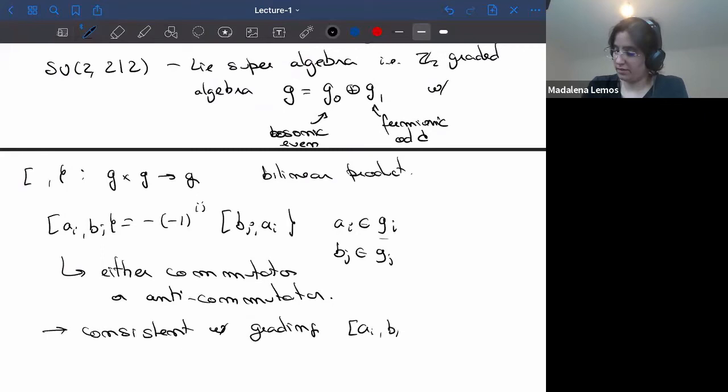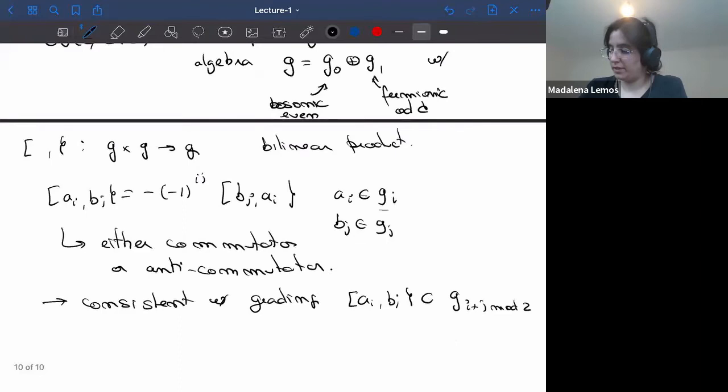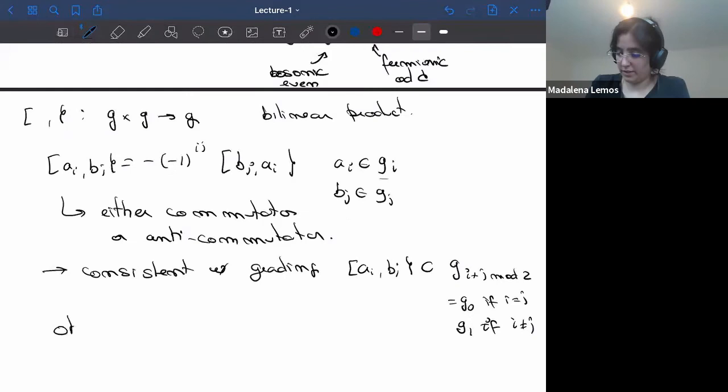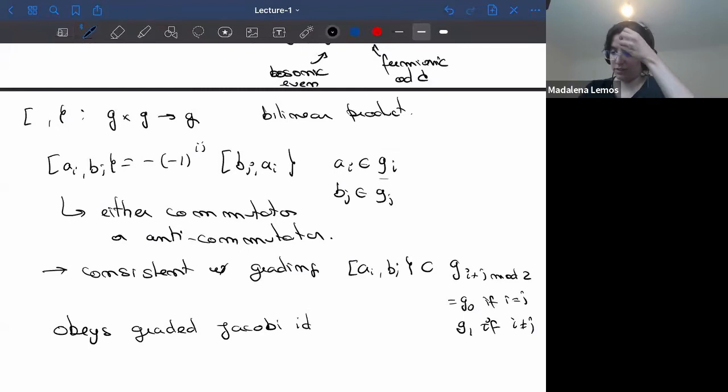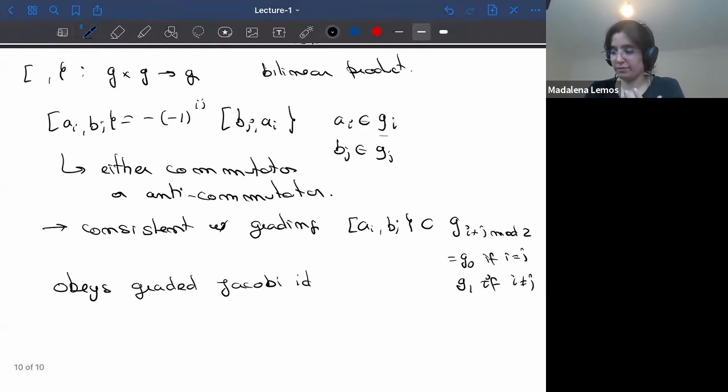This is in G_{I+J mod 2}. So basically it's G_0 if I equals J and G_1 if I is different from J. And it obeys graded Jacobi identities. So for mathematicians, this is the formal definition of a super Lie algebra. For physicists, we have fermionic and bosonic generators. And now we have commutators or anti-commutators depending on the type of things you're commuting. So here G_0 is a Lie algebra.